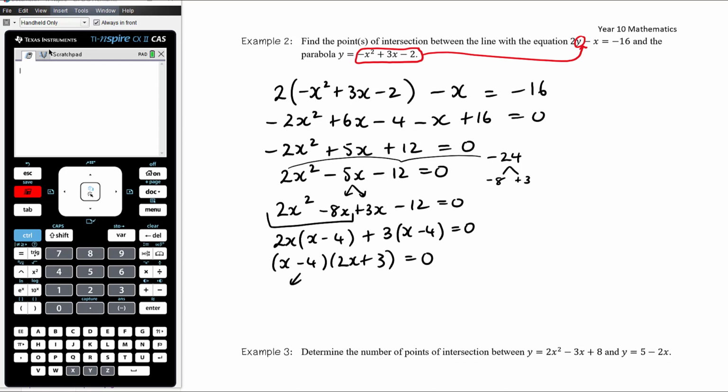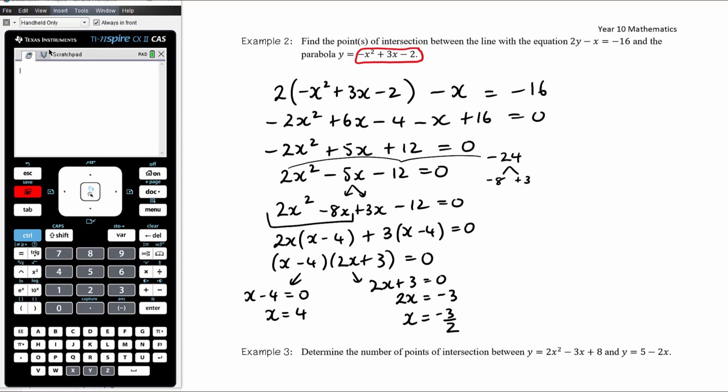And so the null factor law tells us that either x minus 4 equals 0, which means x equals 4, or that 2x plus 3 equals 0, which means 2x equals -3, or x equals -3 on 2. Okay, so that's the x coordinates of our points of intersection. And so we then need to find the y coordinates.